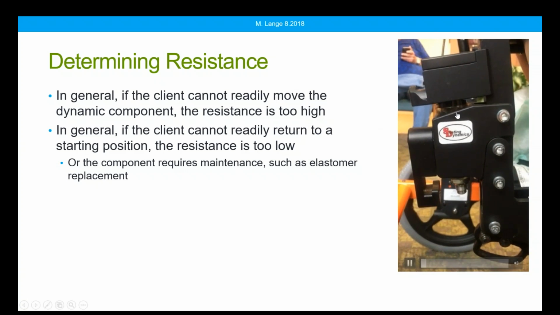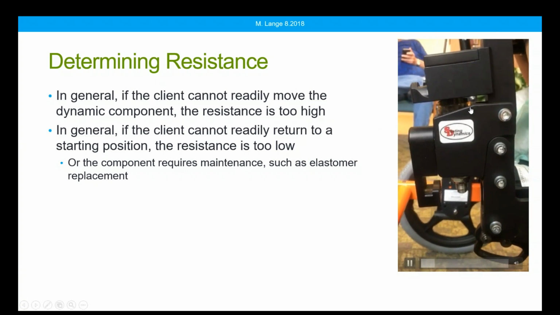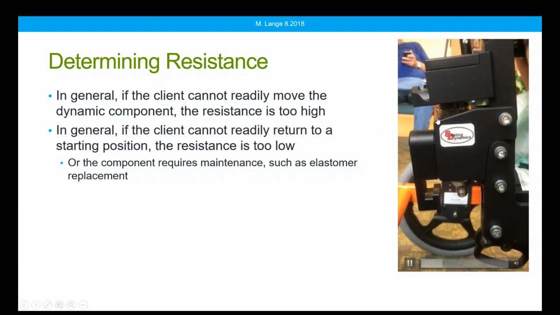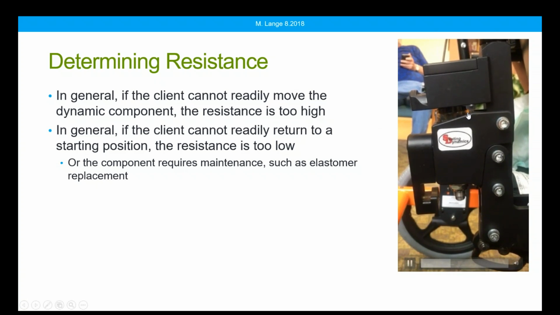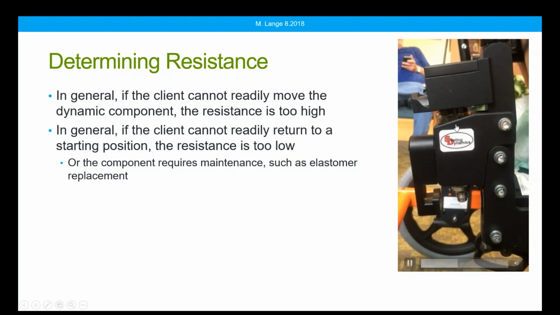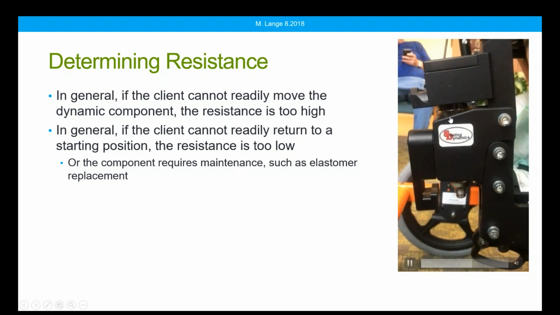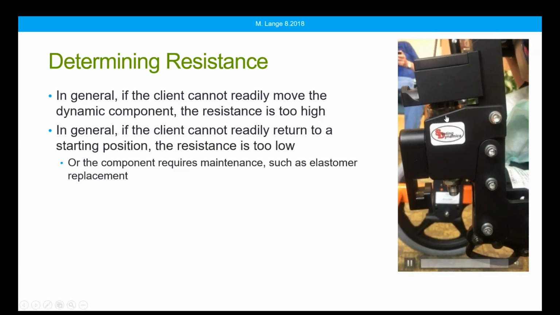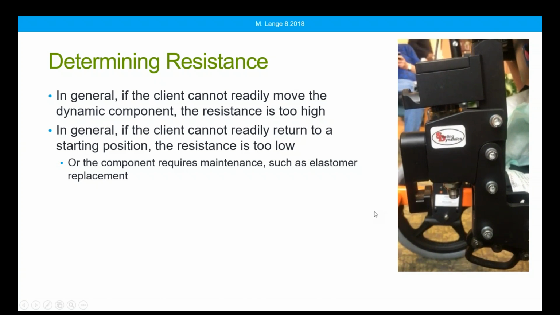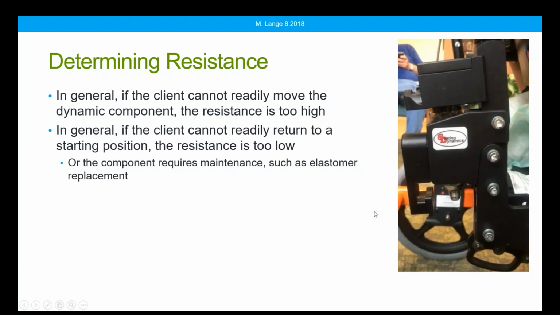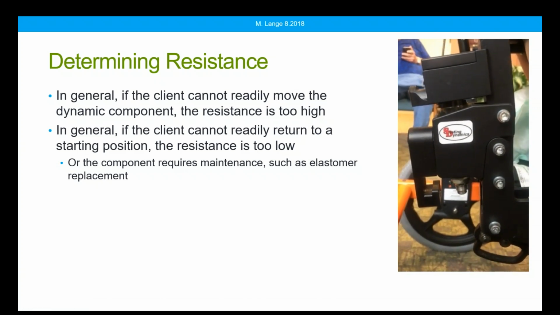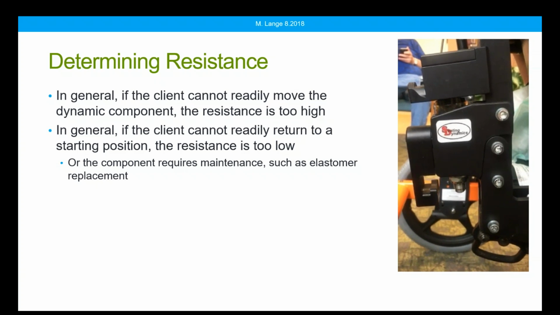Here, if you could see my mouse, this is where the elastomer is in this particular dynamic component. And it looks like the color's right and it's readily moving up and down. Sometimes what I notice when this needs to be replaced is that as the client is extending, this elastomer is being compressed, and it will bulge out, kind of like a bulging disc in our back. If I see that, I know that it most likely needs to be replaced.